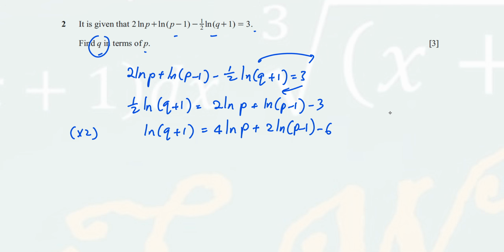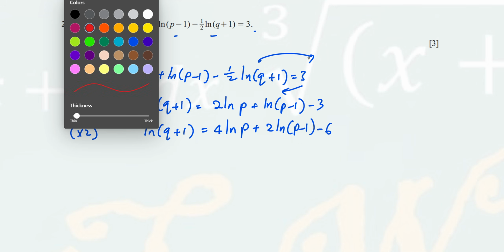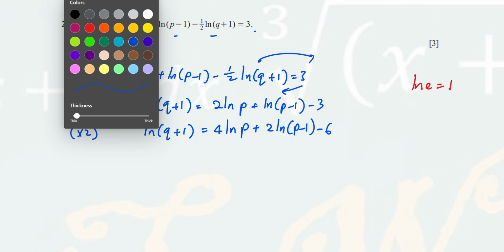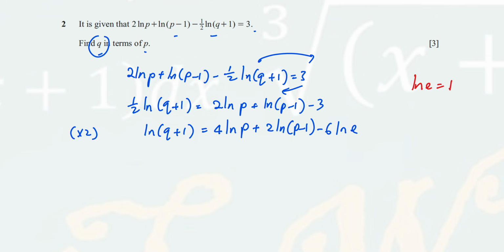Okay, then now here I have 2 ln on the left hand side and on the right side. Probably I can change the 6 into ln as well first. So we know that ln e is 1. So instead of 6, you can just write 6 ln e.